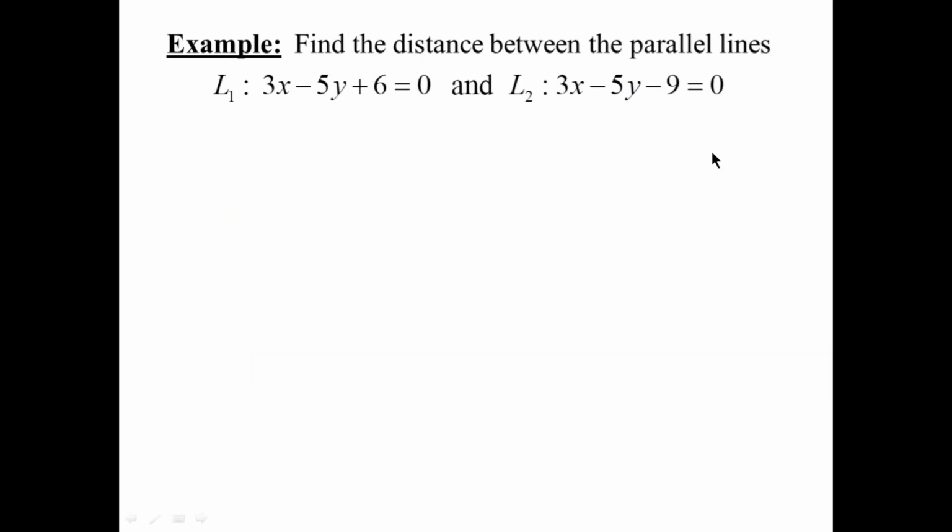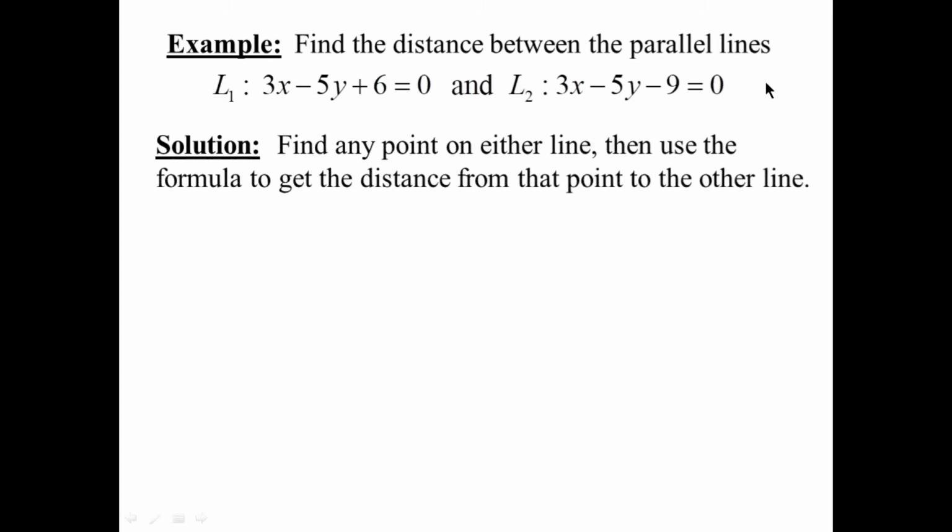Find the distance between two parallel lines. Well, we know these lines are parallel because they've got the same normals here, 3, minus 5. And so our solution method will be find any point on either line and then use the formula to get the distance from that point to the other line.